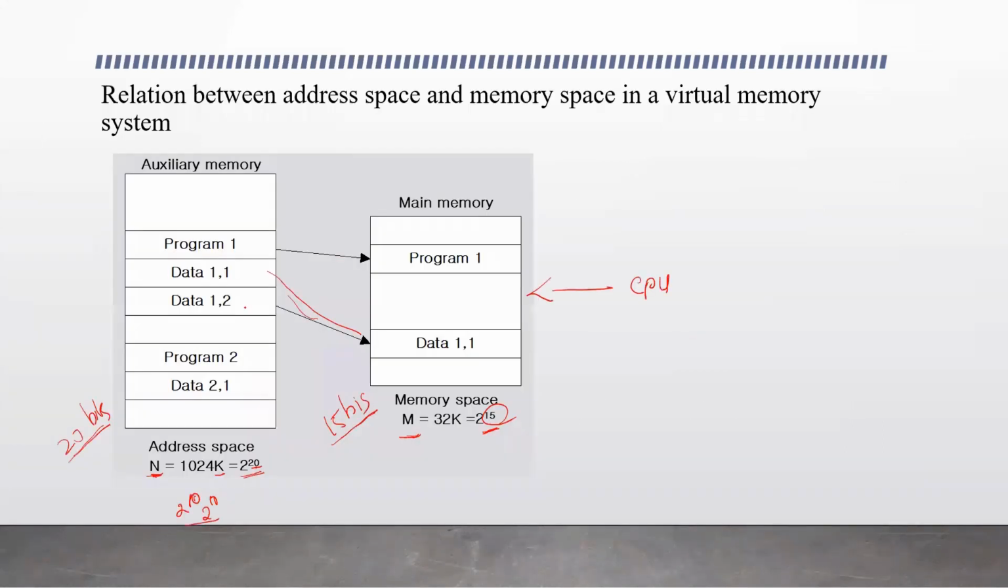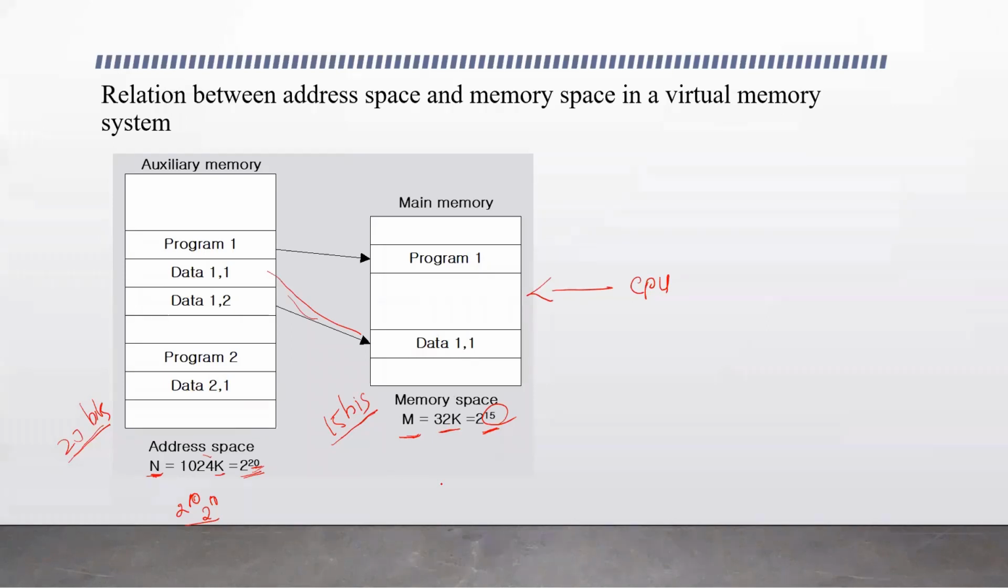So we have seen here the auxiliary memory. This is the address space. The address space can be as big as the auxiliary memory, so that is referred to here as address space. It is of 1024K. 20 bits are used to refer to each word in this address space. And the address in physical address, in main memory, is memory space. It's referred to as memory space here. The size here is 32K.